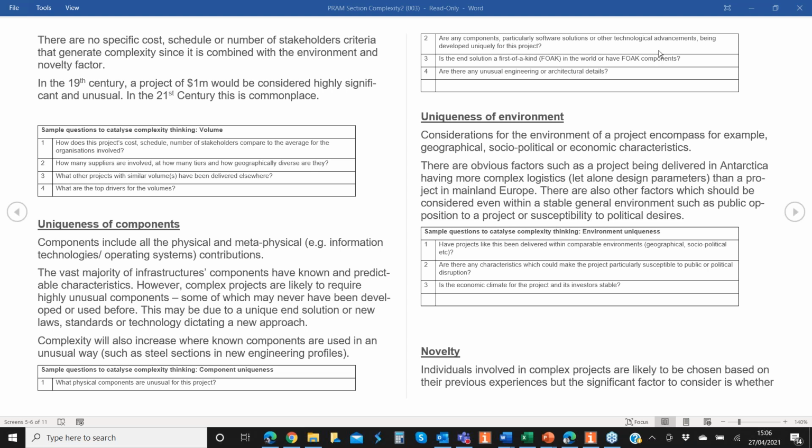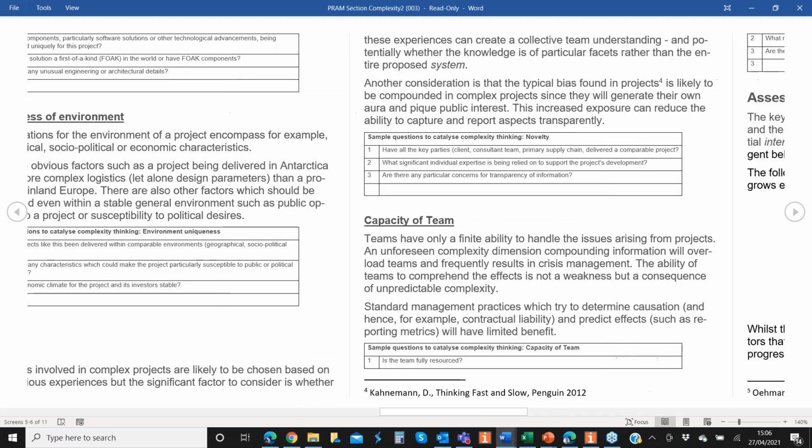All right. So the next stage was novelty. And again, this is where you start to see some overlap. So the uniqueness has also got some sort of novelty factor in. But do you want to just click onto the next page, Graham? Yeah.